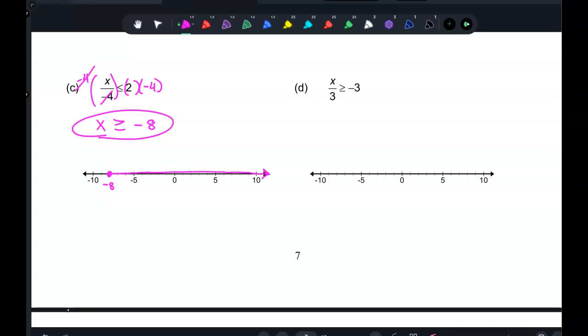Notice this one started with less than or equal to, but I multiplied both sides by a negative, so the less than or equal to changed to a greater than or equal to. Okay? All right, how about the next one?